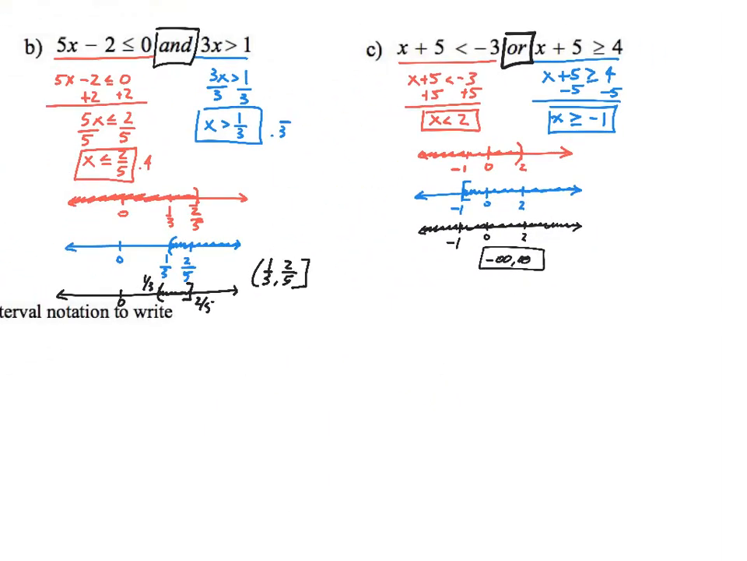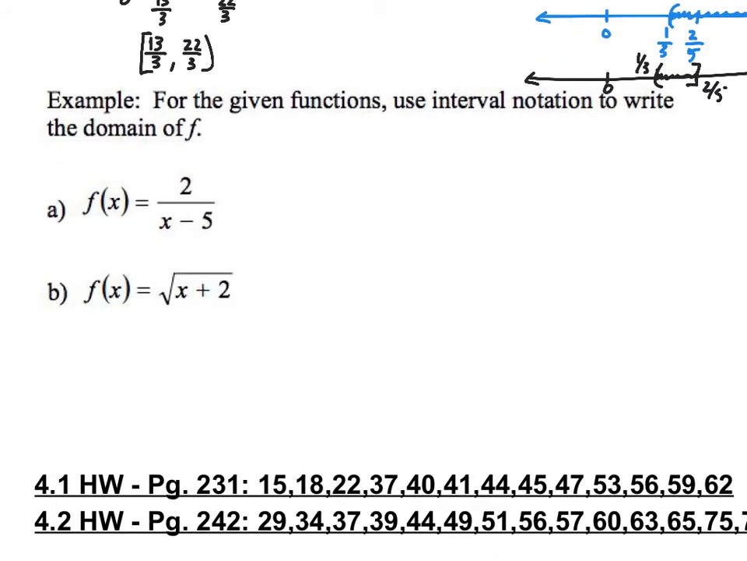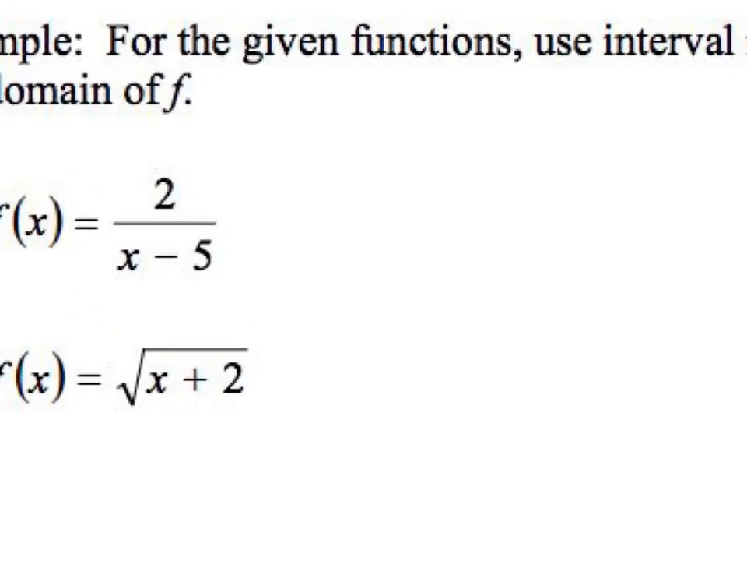All right, let's take a look down here. Now, on these two examples, it's asking us, for the given functions, use interval notation to write the domain of f. For these two functions, in the first one, I've got what's called a rational function. It's in fraction form. This one is a square root function. It's got a square root in it. So let's first look at part A. Let me do that one first.